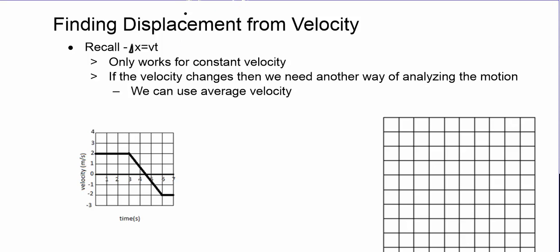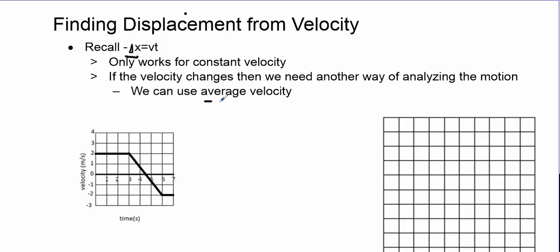In this lesson, we're going to look at finding displacement from a velocity graph, and to do that, we have to remember a few things. First, we know that change in position, or displacement, is equal to velocity times time, but that's only true if the velocity is constant. If we're changing speed, then this falls to pieces. And so we have to use another way of finding displacement from velocity.